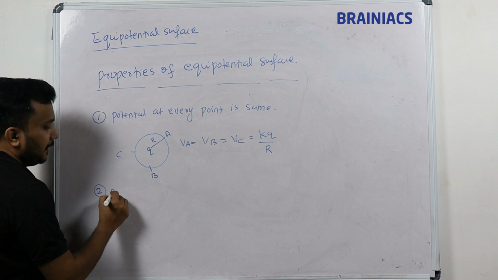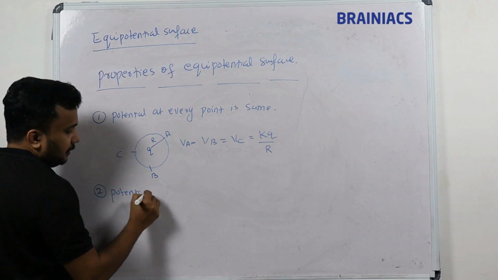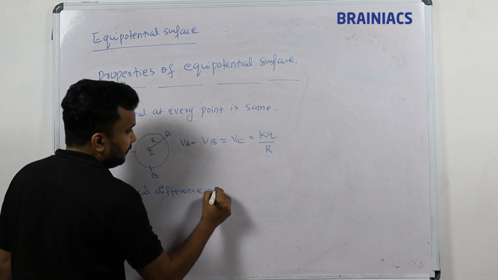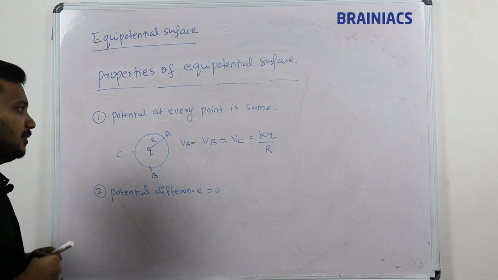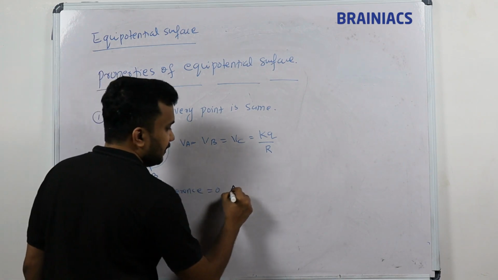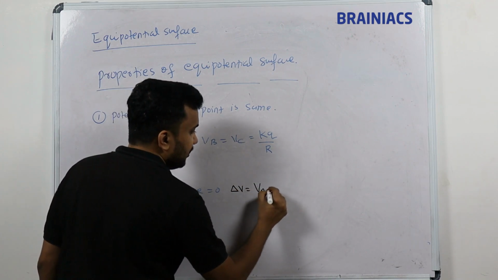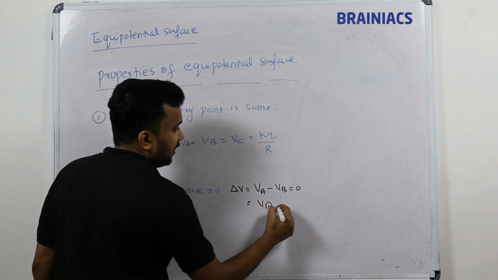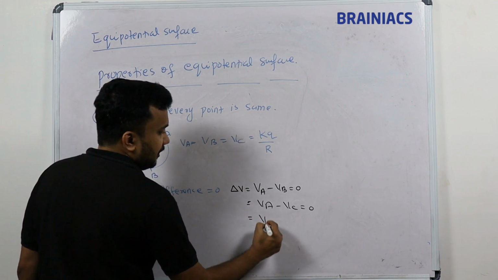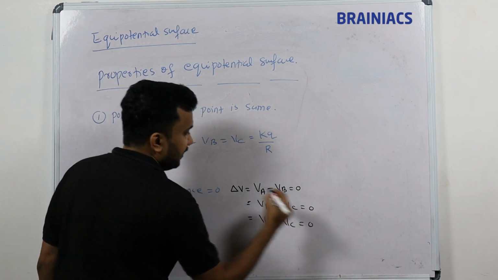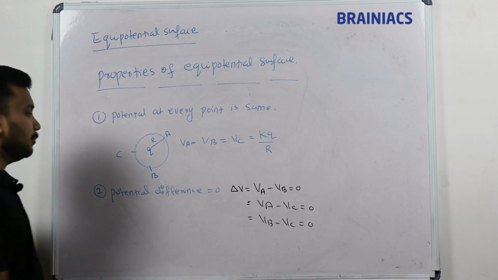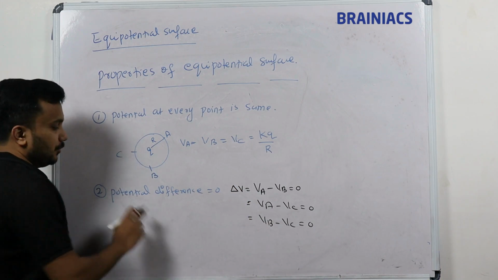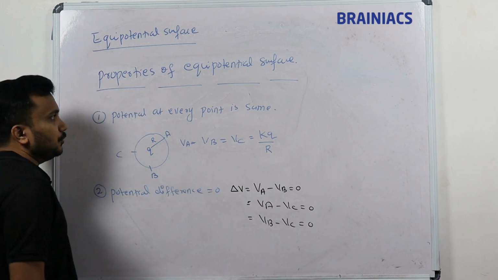Second one, potential difference is equal to 0. How we normally represent the potential difference, we write delta V. Potential difference means if you take any 2 points, VA minus VB, it is 0, because both are at equal potential. VA minus VC, it is 0. And VB minus VC, any 2 points you take, if both are at the same potential, then the potential difference is equal to 0, and that is called an equipotential surface. So equipotential surface means potential difference is equal to 0.